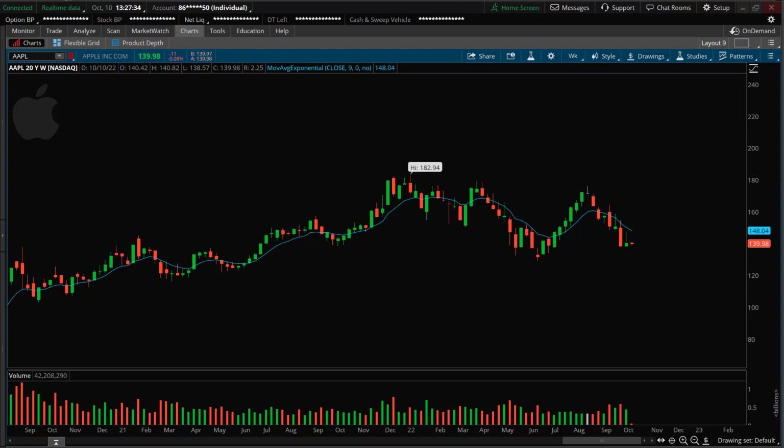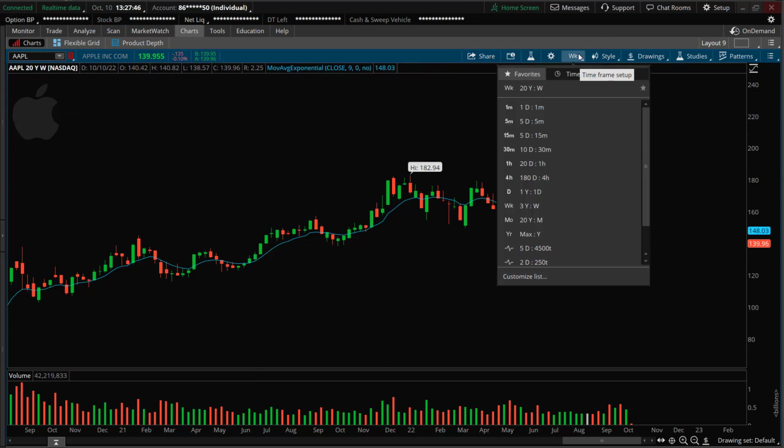Now there are a bunch of different stock patterns that you can do this with, so I'll show you a few here. The first example I'm going to show you, we'll start with this Apple. I have a weekly chart of Apple here, but it doesn't matter the chart time frame.